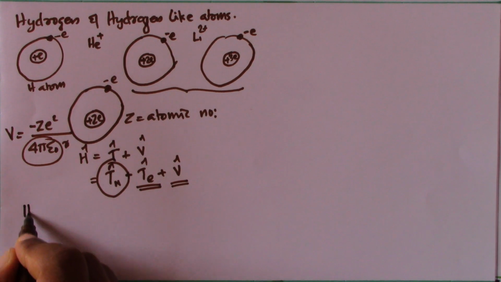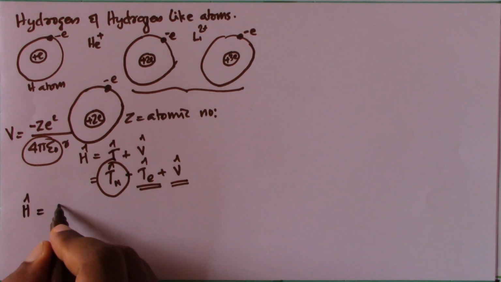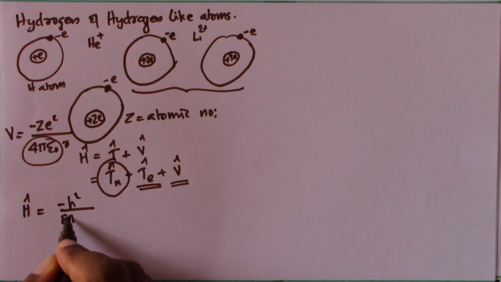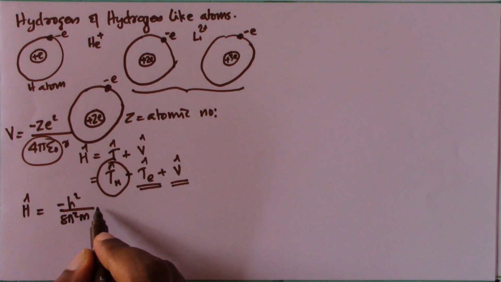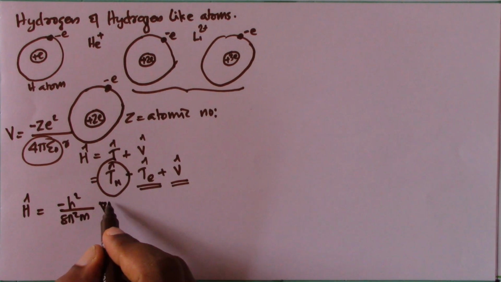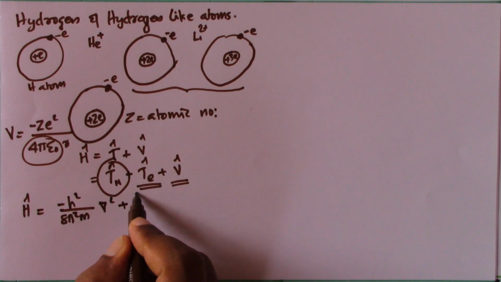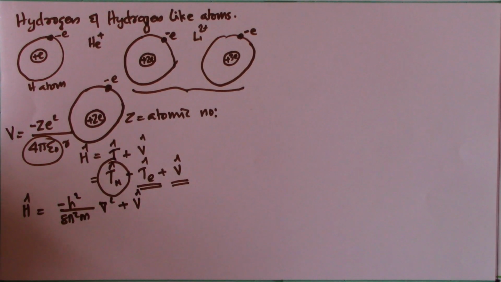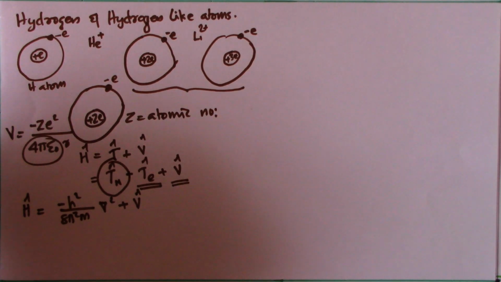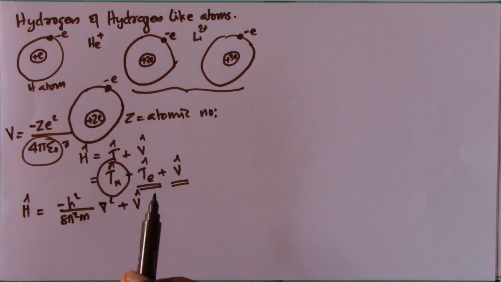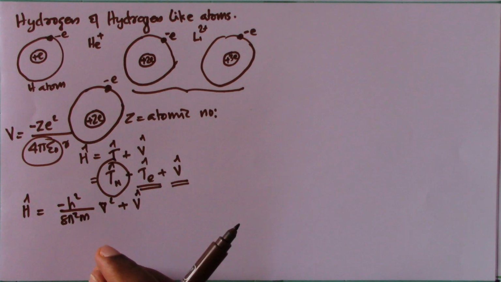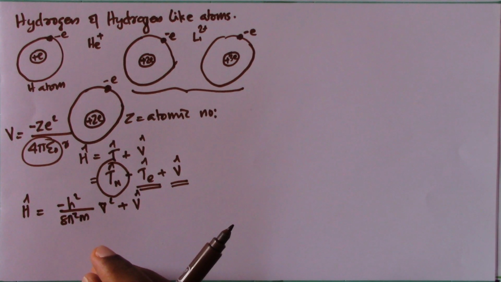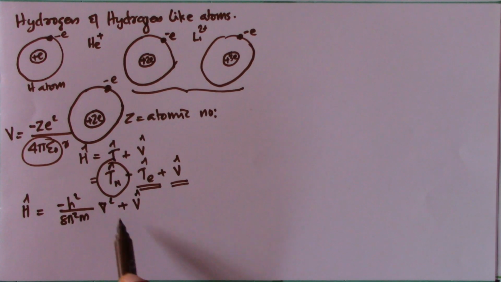So the Hamiltonian in our case, H cap is equal to minus h square divided by 8 pi square m del square, that is the kinetic energy part, plus the potential energy part V cap. You may remember that in our previous systems that we have studied so far, we put the potential energy as 0. We were assuming that the particle we were considering is not under the influence of any external force. So there the potential energy term V cap was 0, and therefore solving the Schrodinger equation was pretty simple.